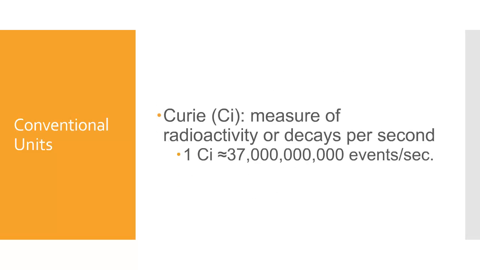While roentgen is the unit of measure for X-ray exposure, curies are used to measure the radioactivity, or rate of decay, of a substance. The curie, abbreviated capital C lowercase i, measures the decays per second. It's the count of the decay events or emissions of energy from the radioactive object. 1 curie is equal to about 37 billion events per second.